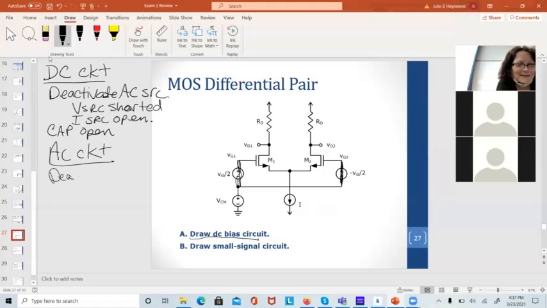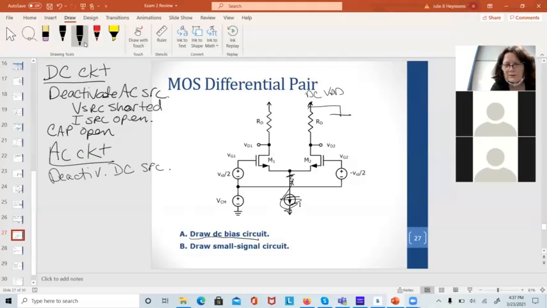For the AC circuit, we're going to deactivate the DC sources. So that means that the V sources get shorted out and the I sources get open. So in this example here, if I wanted to draw the AC circuit, this becomes an open circuit. This whole leg gets taken out because it's an open circuit. This is a DC source up here, like VDD. So it gets shorted out, it goes to ground.